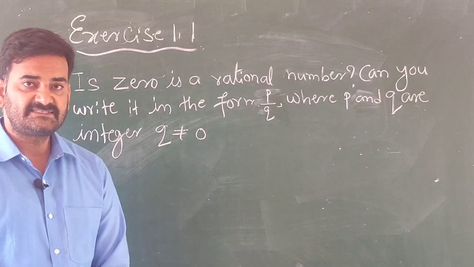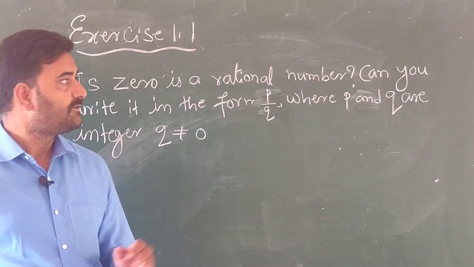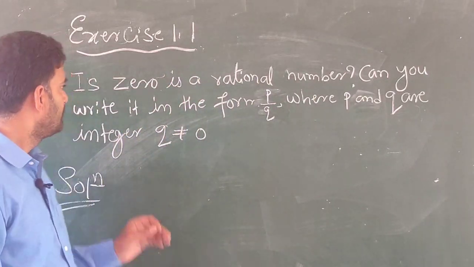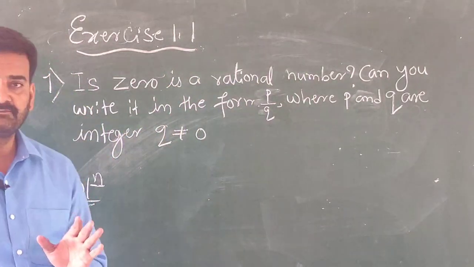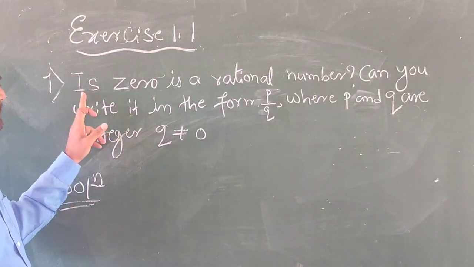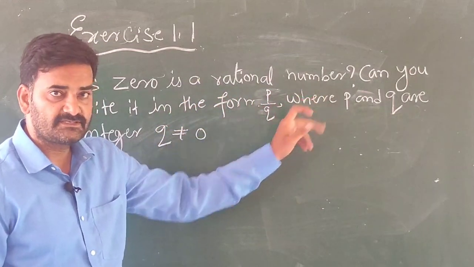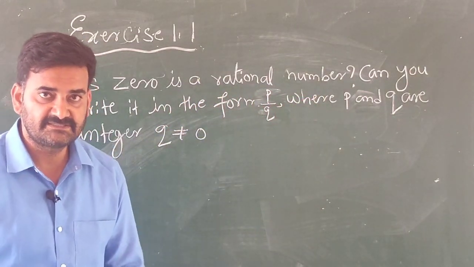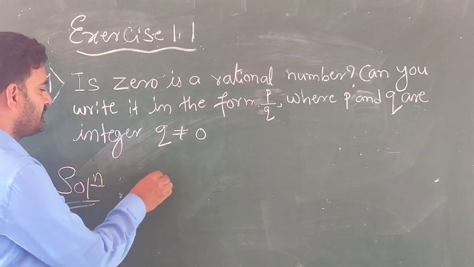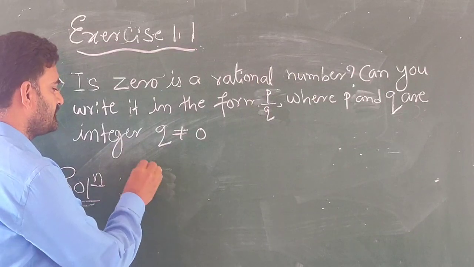Now after understanding what a rational number is, based on that we are going to solve exercise 1.1. In that, a very simple first question is asked. Now I am going to read the question. Is 0 a rational number? Whether 0 is a rational number, we already discussed it just now. 0 is a rational number, yes or no? Yes.